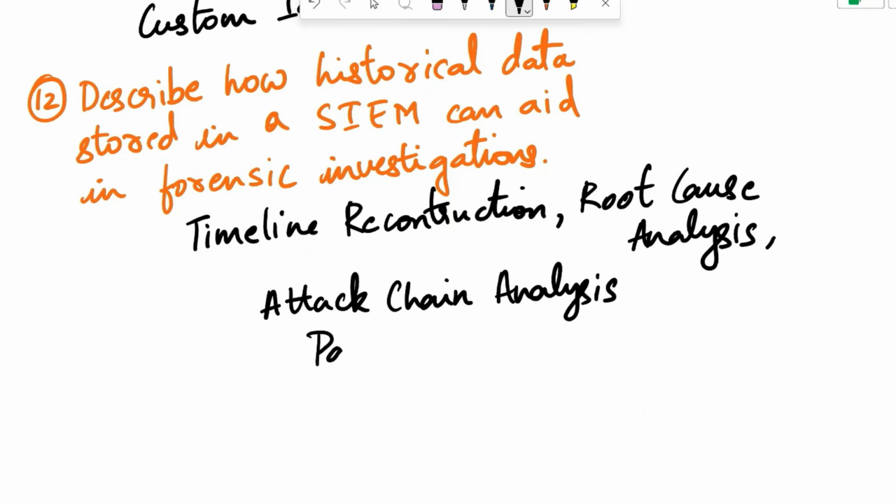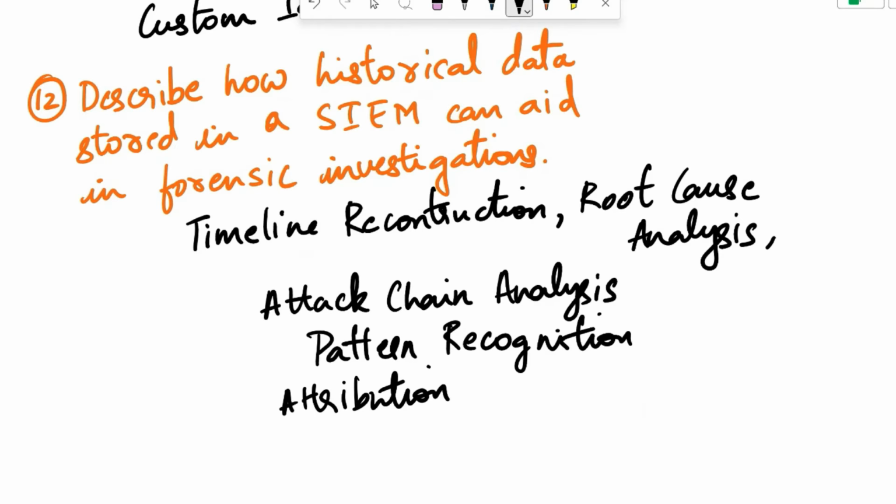It also helps with pattern recognition. Historical data enables the identification of recurring patterns and anomalies. By comparing current incident data with historical trends, investigators can identify if the organization has been targeted in similar ways in the past. Next one is attribution.